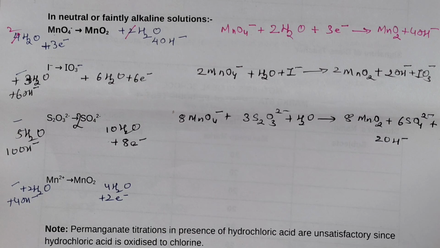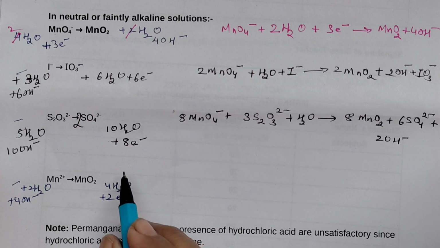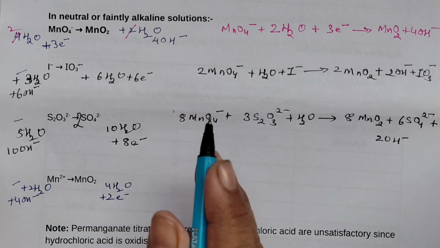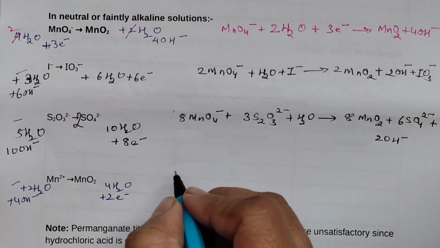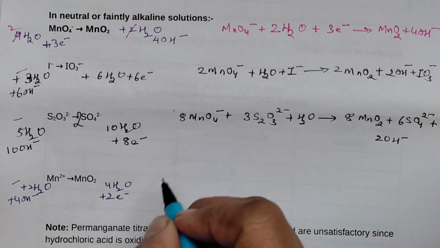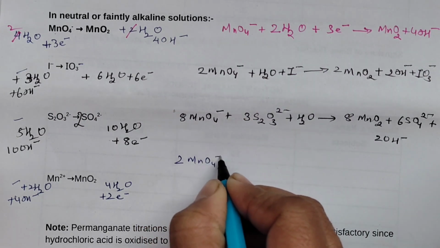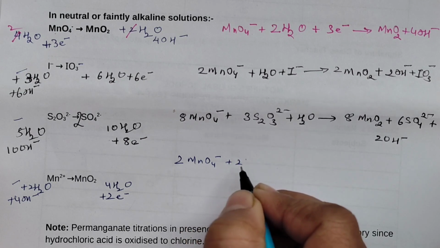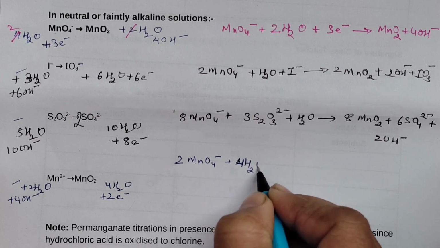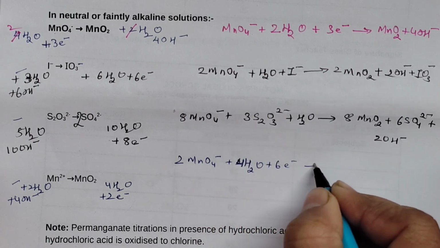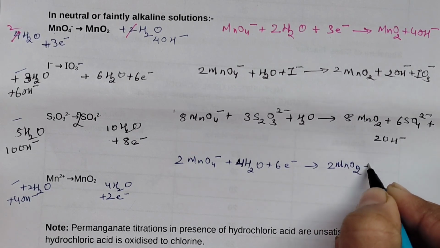Okay. So to make it equal, you have to multiply this equation with 3 and that with 2. Okay, let me write down this equation because there is something which I have to tell you. Upper equation with 2. So you're writing 2 MnO4 minus plus, you have to multiply. So 4 water now. Multiply with 2. So 4 water plus 6 electrons. It will give you 2 MnO2 and 8 OH minus.